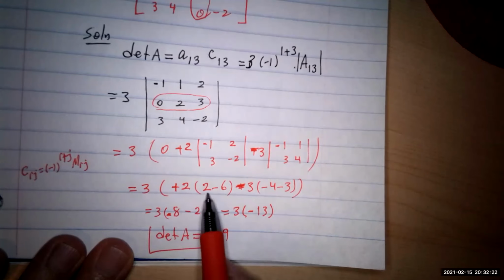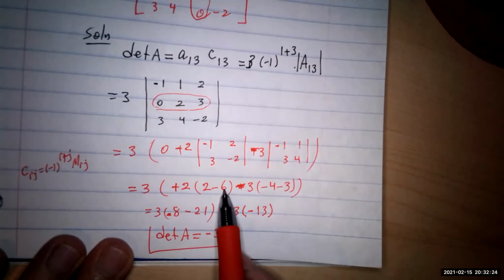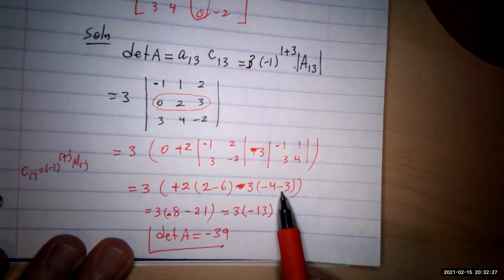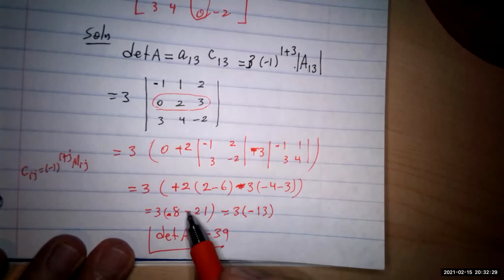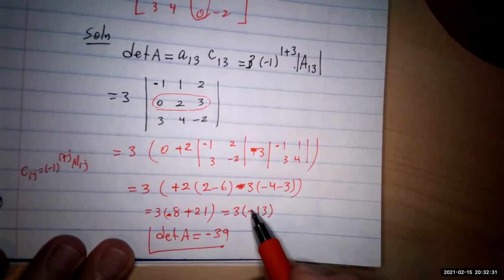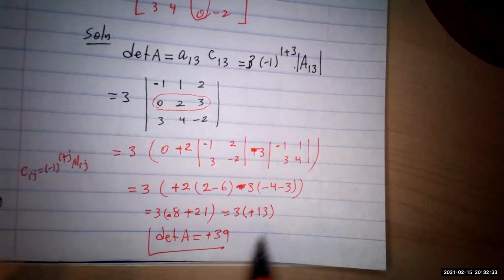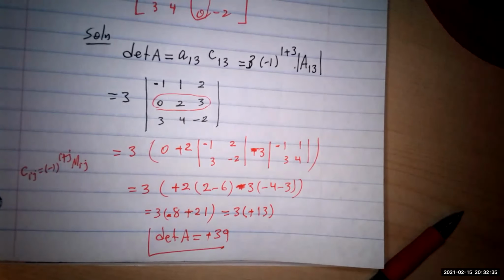Because we get the 2 minus 4. And now this is going to be positive. So that gives you a positive 39. The final answer must be positive 39.